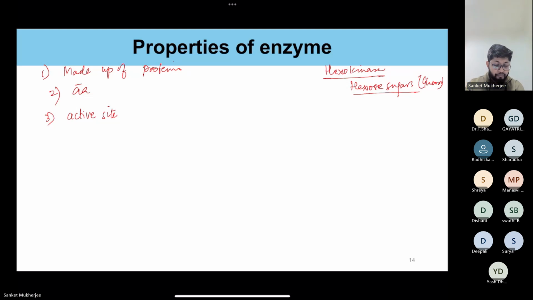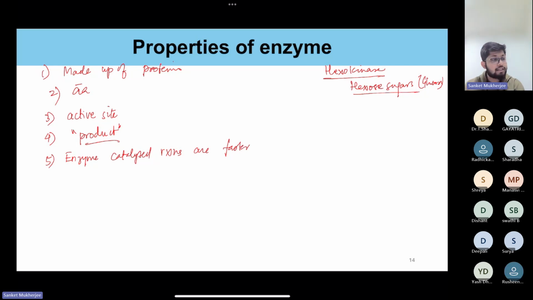Then the product is produced in the end. So that is something that is known. When a substrate reacts with an enzyme, it forms a product. So the enzyme catalyzed reactions are faster, obviously because it's catalysis here.